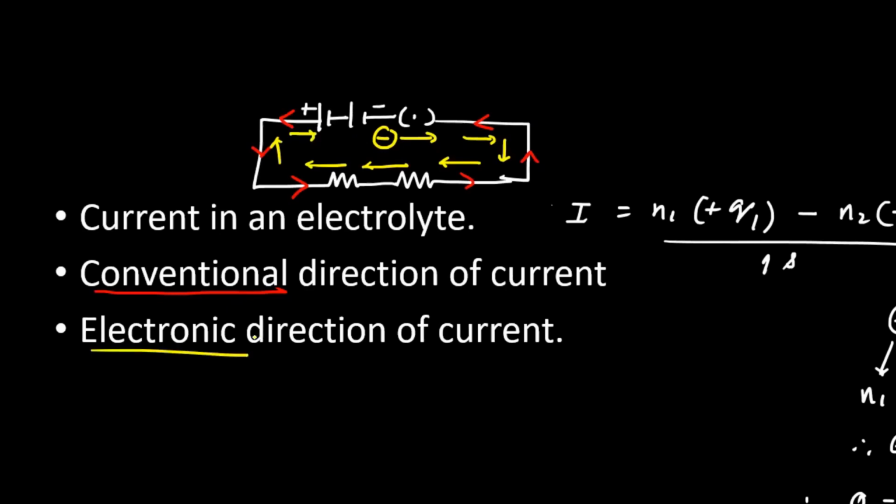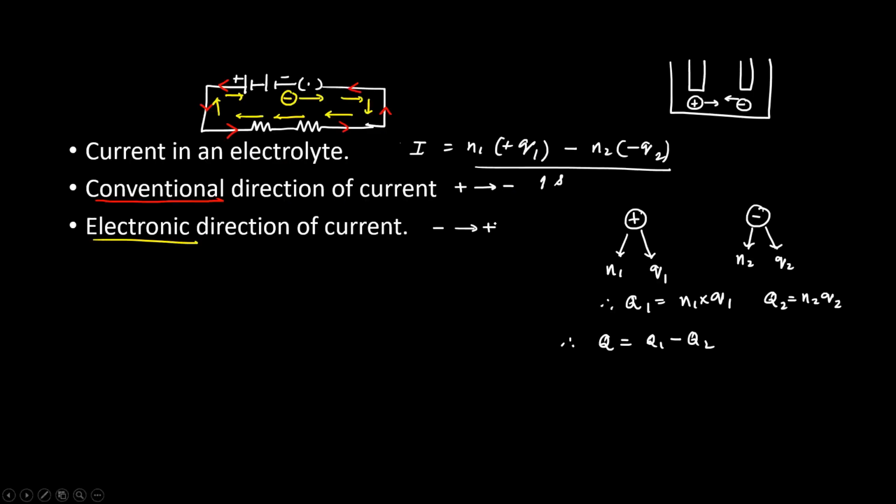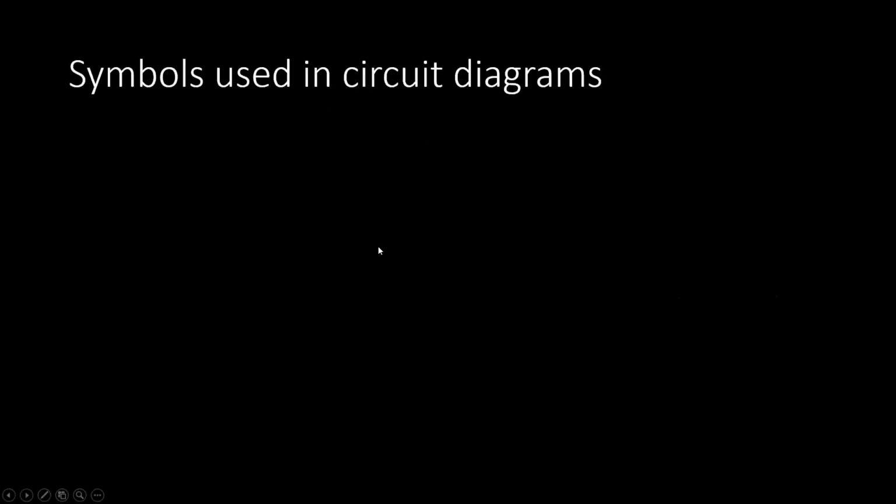So the electronic direction will be from negative to positive. The conventional direction of current, where current is said to flow from positive to negative, and electrons flow from negative to positive. Okay, so this you need to remember. If they ask what is the direction of current, we always talk in terms of conventional direction. But if they ask you where electrons are flowing, electrons flow negative to positive, that is opposite to the conventional direction.